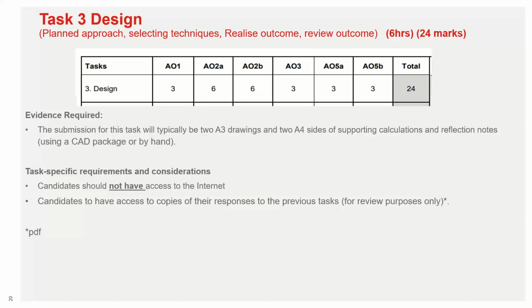Now, they can have access to the copies of their responses from the previous task, as again, they must be for review purposes only and must not be allowed to rework those. So again, if it's the case of written work, I would PDF it. If it's in this case for the next task, drawings, if you're giving it back, it would be scanned in.